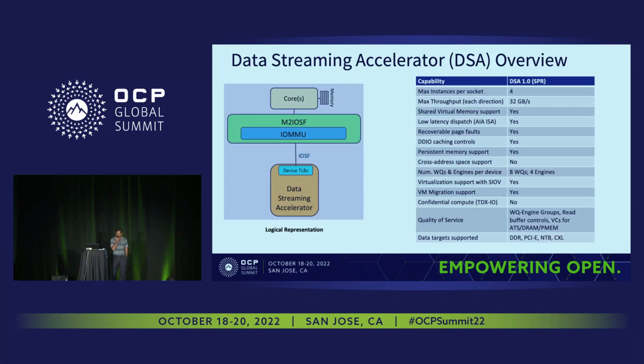Data streaming accelerator, essentially, you can deploy up to 4 instances per socket. The throughput for each instance is 32 gigabytes per second each direction. So it is fairly massive from a throughput perspective that you can tap into. Any memory-to-memory target is supported. So it could be the host DRAM, it could be a CXL buffer, it could be non-transparent bridging based, or it could be PCIe BARs. Virtually any memory target you can use to do the data movement part with the data streaming accelerator.